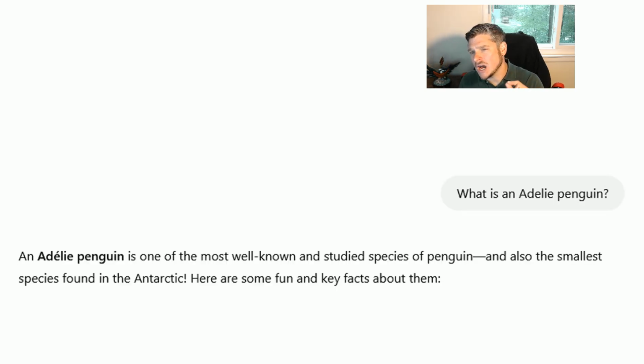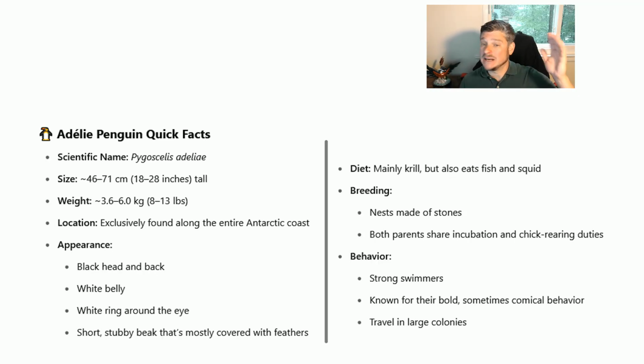But here's one of the other really cool parts about ChatGPT, that I can actually ask it any other question while I'm working with it. So even though the main gist of this process that we're doing right now is to look at data, I asked it, well, what is an Adelie penguin, right? Because I don't know. And it said, an Adelie penguin, one of the most well-known and studied species of penguins, the smallest species found in the Antarctic. Here's some fun facts about them. And again, it lists all these cool facts that it must have scraped from the internet at some point. And if you want, you can pause the video and look at them if you really care.